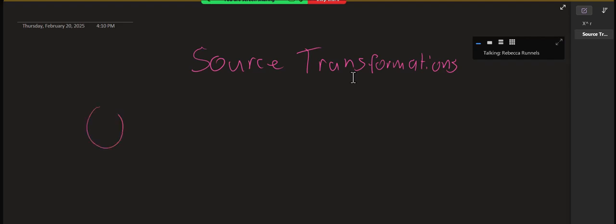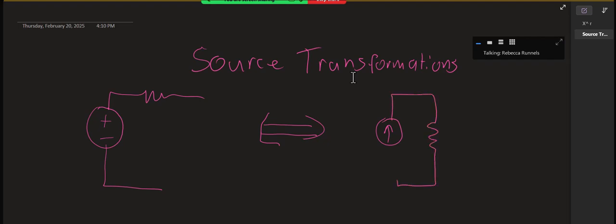If I have a voltage source and a resistor or impedance in series, that is equivalent to a current source and a resistor in parallel. Now, this resistor has the same value. And if I'm going from a voltage source to a current source, if this is my voltage, then my current source is going to be V over R.